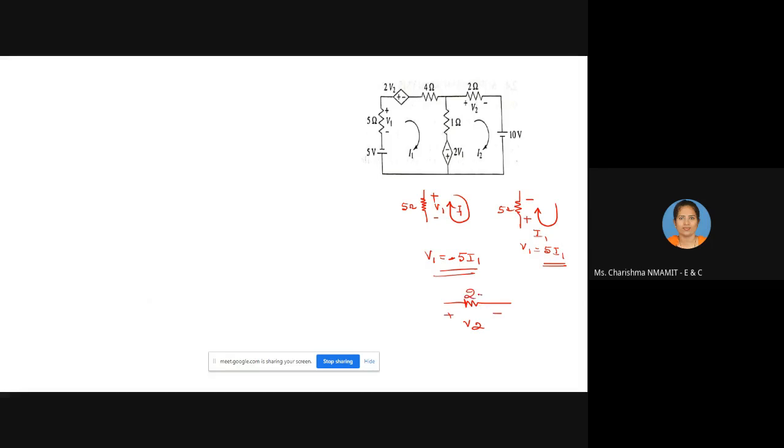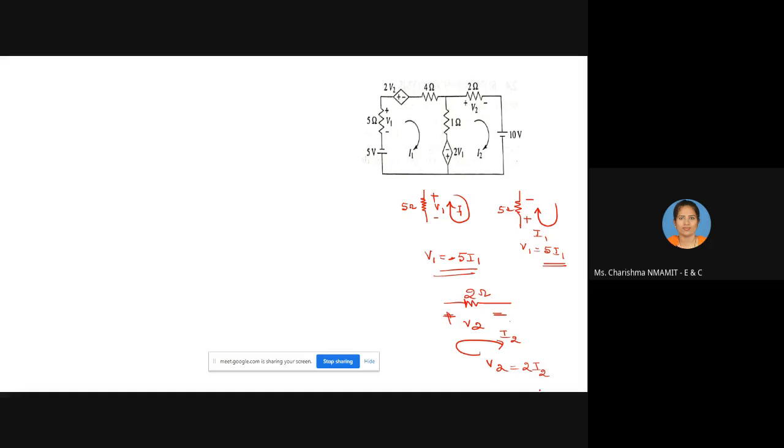V2 is the voltage across 2 ohm, through which the current I2 flows. You can write it separately and determine what it is. If you are getting confused like this, you can write it separately, or else directly you can write V1 equal to minus 5I1. V2 equal to what? Here you see, this is the polarity they have given. The current is also flowing in the same orientation, that is plus to minus. The I2 orientation we have assumed is also in the same direction. So V2 is nothing but 2 into I2.